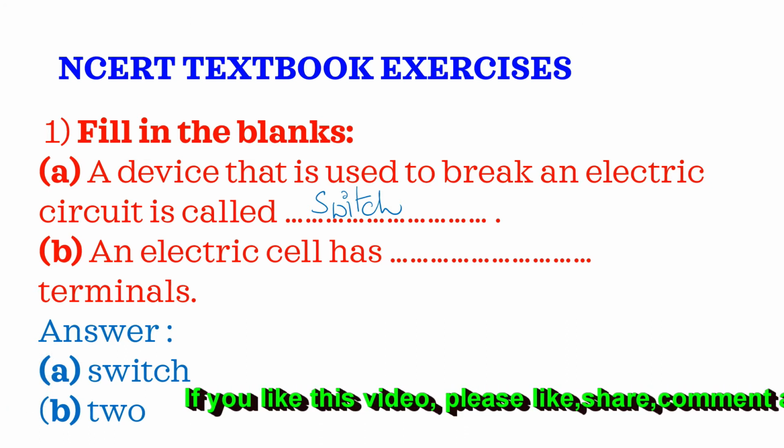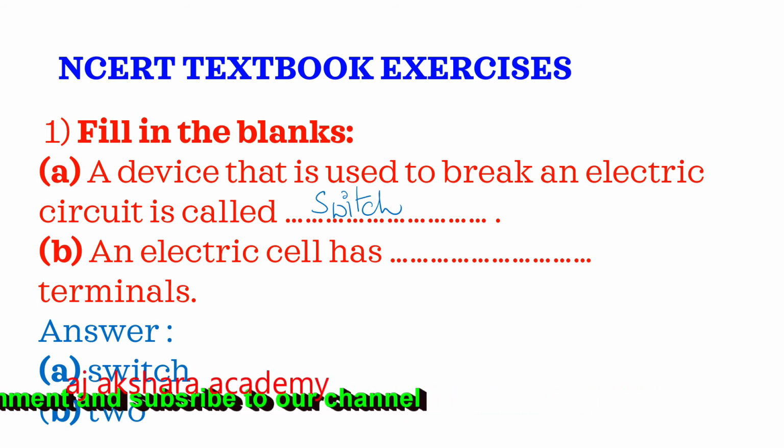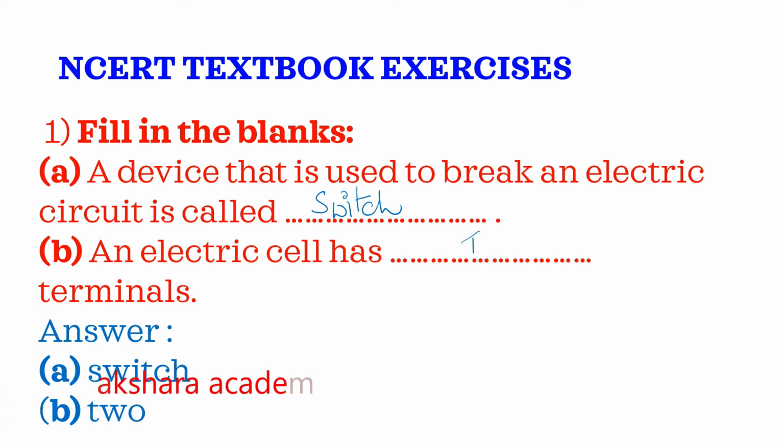An electric cell has dash terminals. In an electric cell, how many terminals? 2 terminals. One is a positive terminal, the other one is a negative terminal. So, a cell contains 2 terminals, one positive and one negative. So, total how many? 2 terminals.